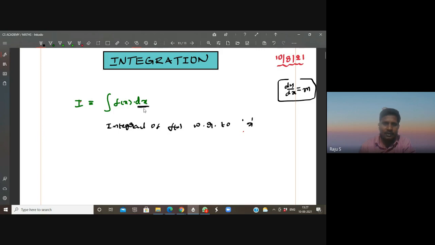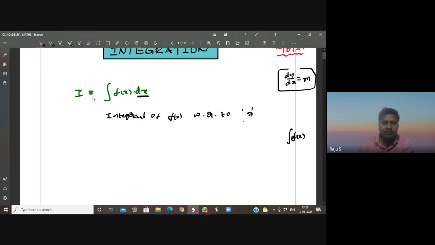And this is very important: when you write the integral symbol, you should write dx. If you write just integral f of x, there is no meaning to it. So what about this function f of x? f of x is called the integrand. Remember this word, integrand.